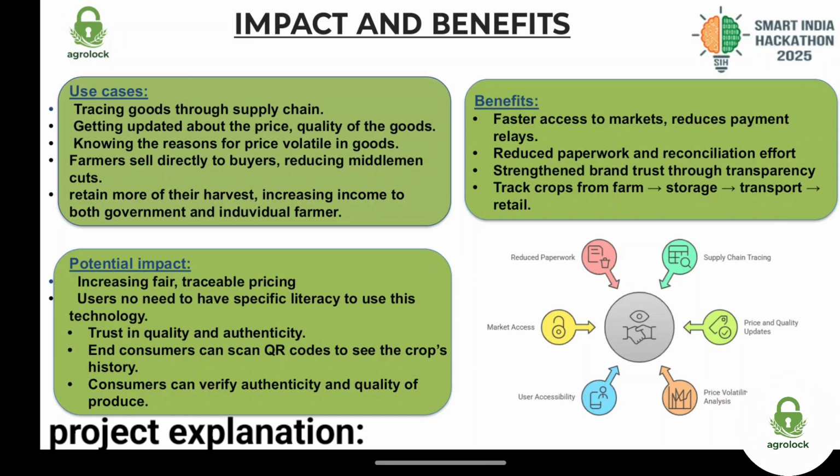Conclusion. What we expect: we expect to evolve from just information delivery to evolving an independent supply chain for agriculture, and evolve India into an agriculture hub.